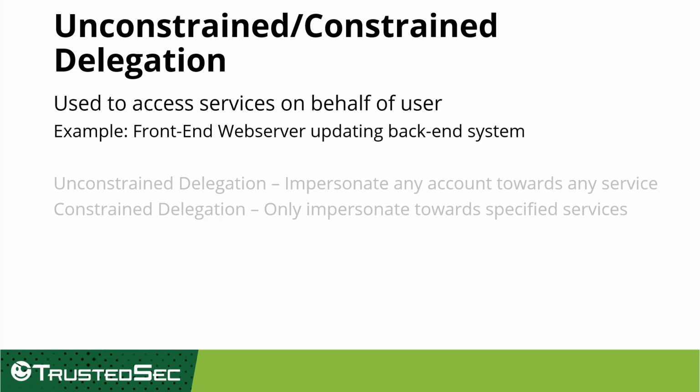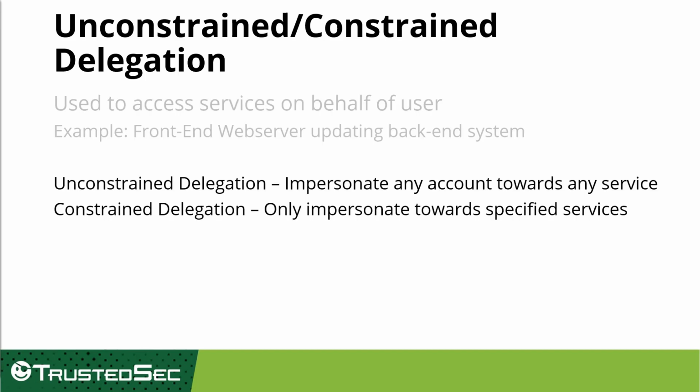Unconstrained and constrained delegation. This is used by Active Directory to configure servers or services to allow access to other services on behalf of the user. A good example is a front-end web server that needs to update a backend system on behalf of a user. In that scenario, you can configure either unconstrained or constrained delegation.